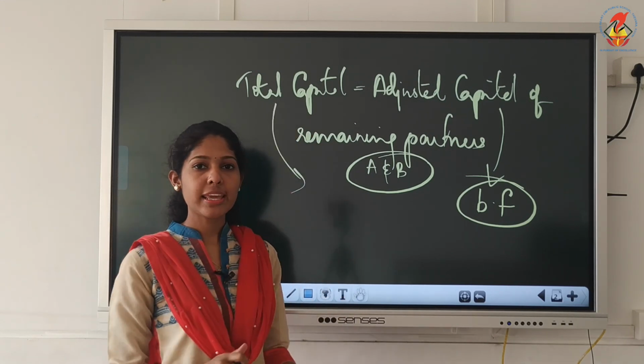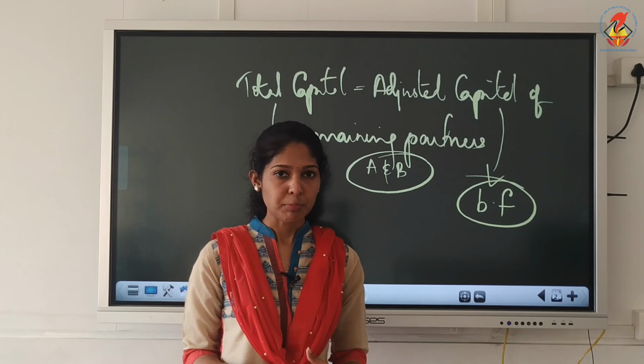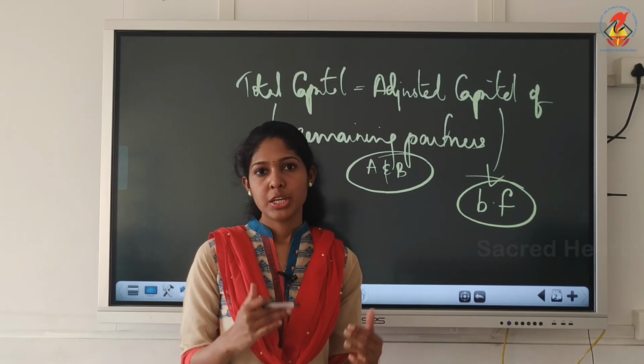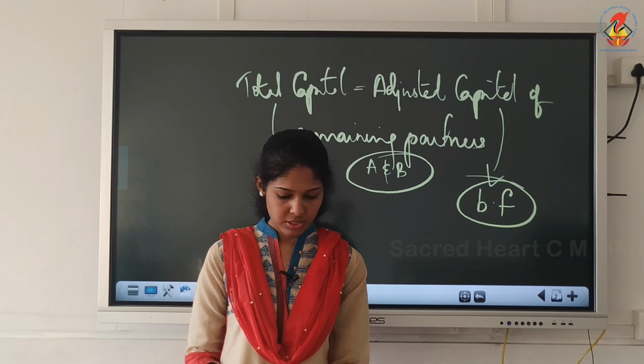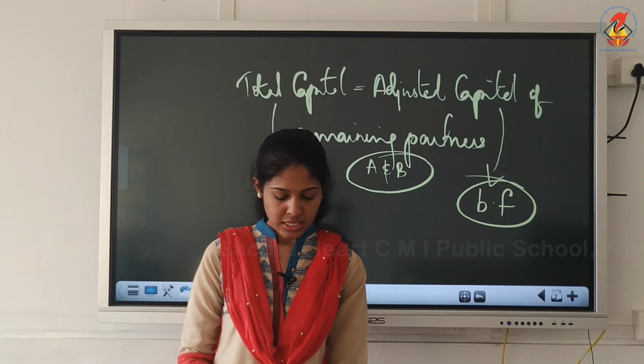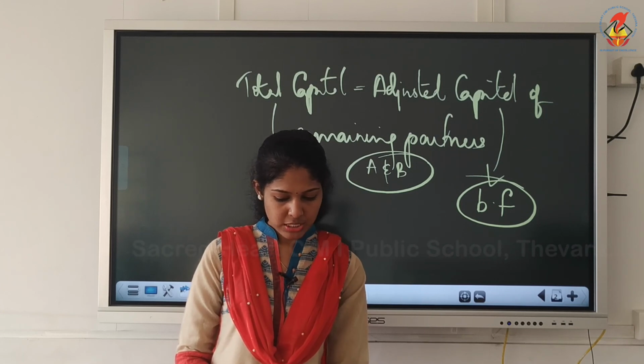Once you get the total capital, again the steps are the same. Divide it in the new ratio, those figures you will write as to balance carry down. So we will work out one problem based on this second case. We will do illustration 42.